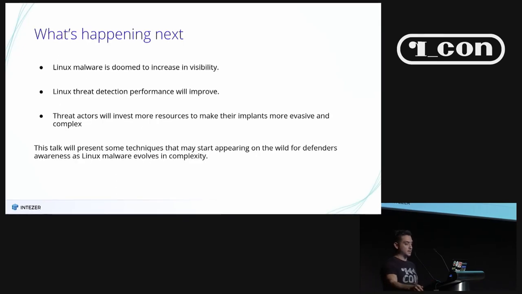What's happening next is that, no matter how much time it takes, Linux malware is doomed to increase in visibility. That's going to be a fact, and at some point there's going to be a boom, and Linux malware is going to become very complex, which is not the current state of Linux malware today. That's very important to understand. Because of the increase in visibility, Linux malware detection is going to perform better. Due to that, threat actors are going to invest more resources into making their implants a bit more complex, as is happening in other ecosystems such as Windows or even Android.